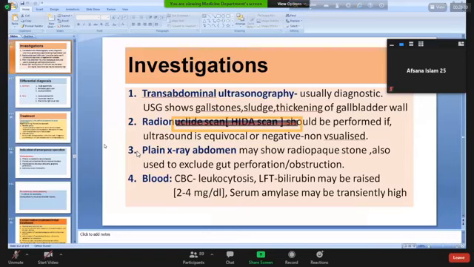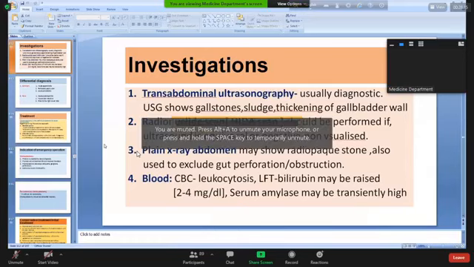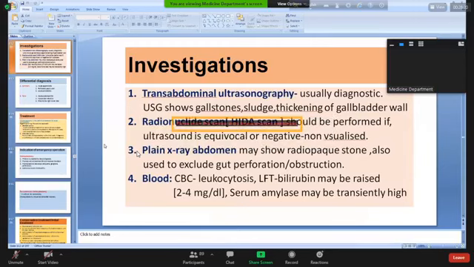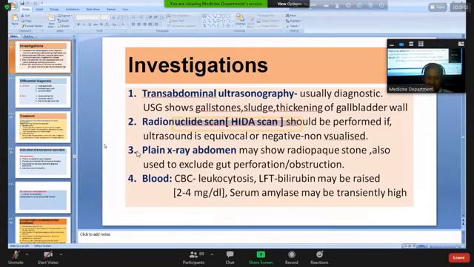Okay, fine. Whenever we make the clinical diagnosis as acute cholecystitis, we have to do some investigations to confirm the diagnosis and to assess the condition of the patient. The most important one is ultrasonogram of the hepatobiliary system and pancreas. This is the most important.